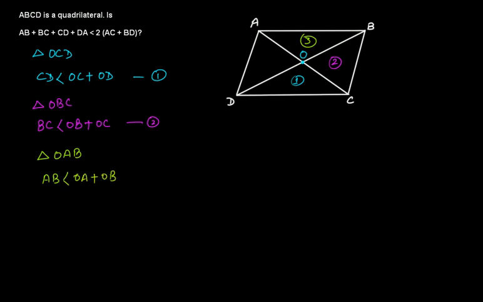Now, if we take this fourth triangle, that is triangle OAD, in this triangle OAD, OA plus OD will be greater than AD, or we can say that AD is less than OA plus OD, right? So this was the third one and this was the fourth one.